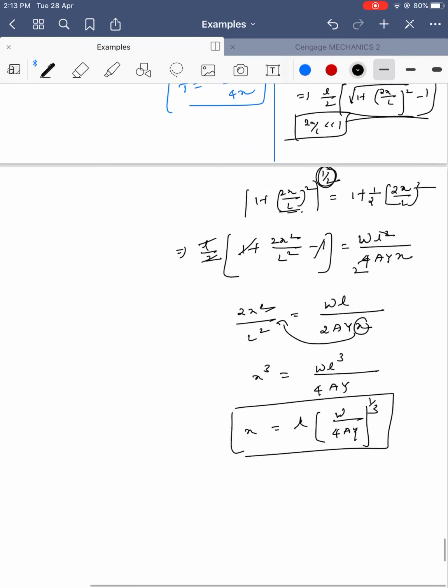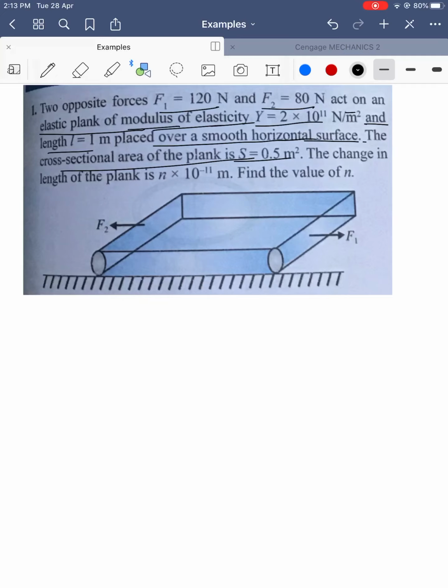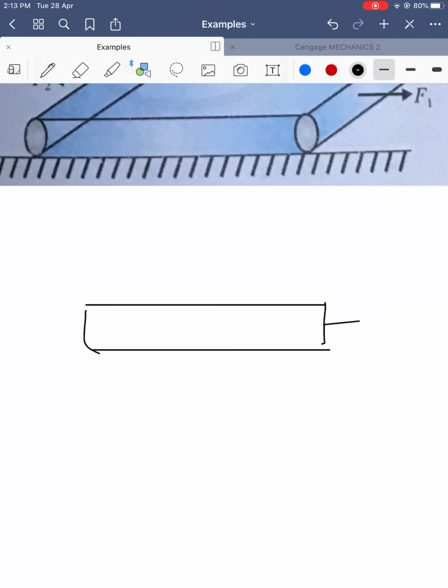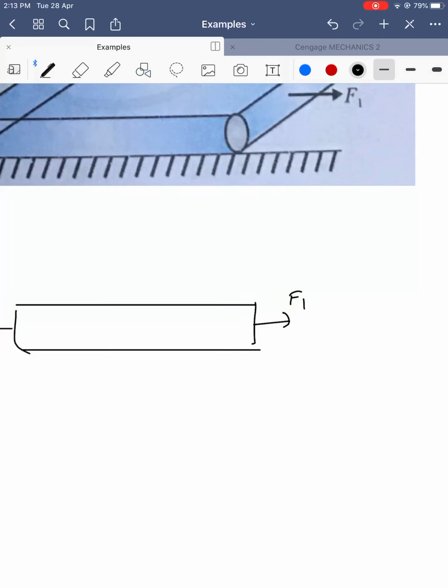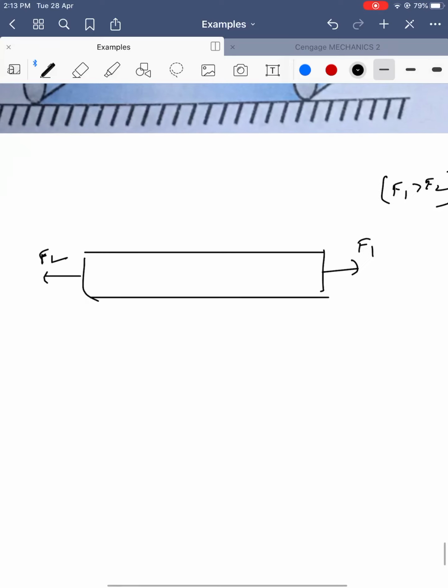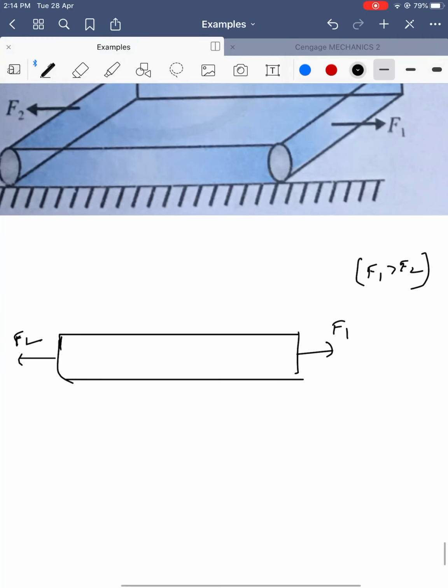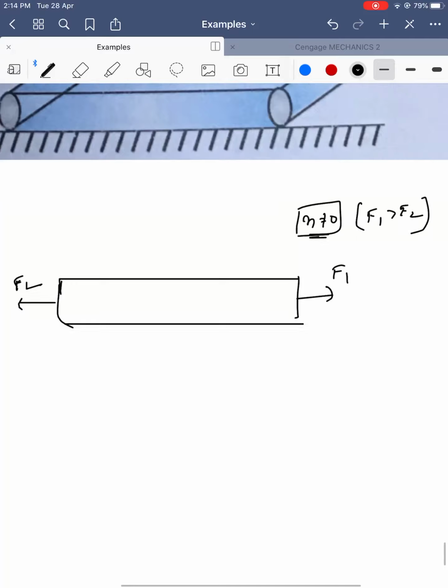The change in length of the plank: see, if two different forces are given, what you are supposed to do, I am drawing this diagram again. One section has F1, the other section has F2. This is a very important model. F1 is greater than F2. Let's assume that this rod has a mass, which is not equal to 0.